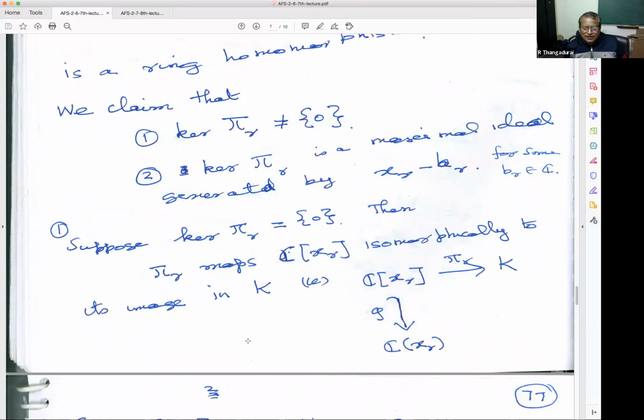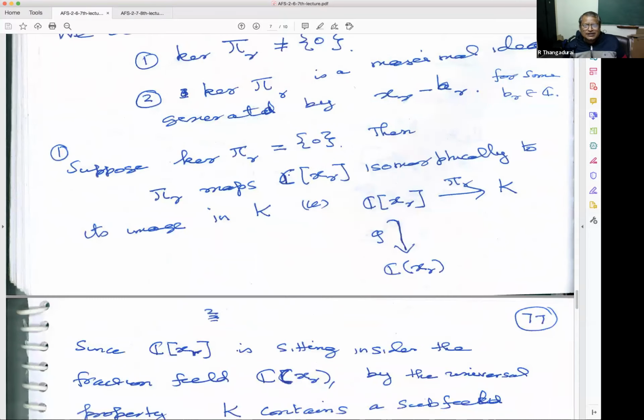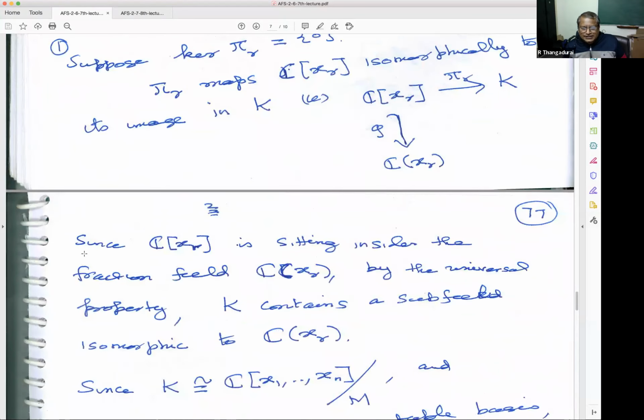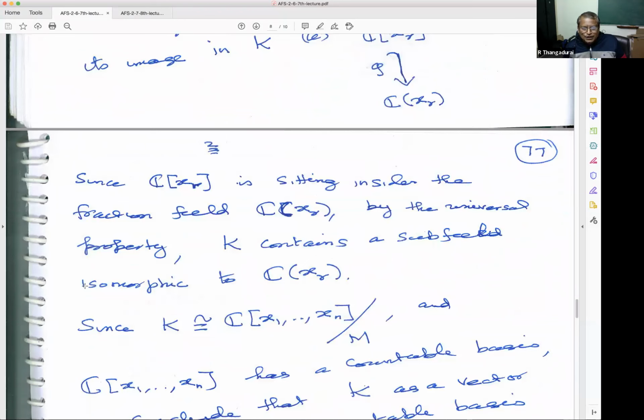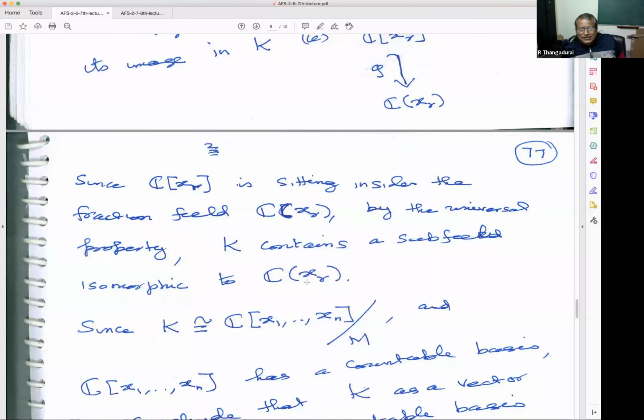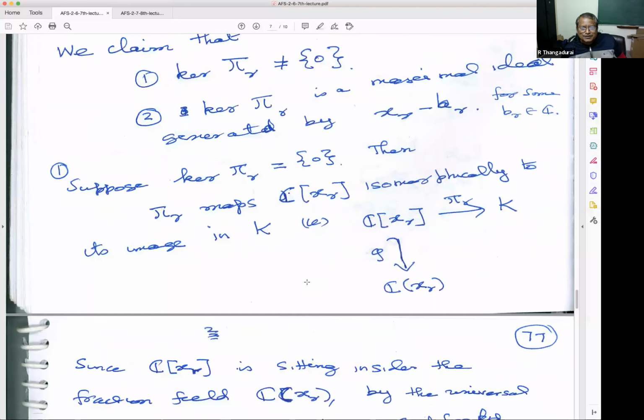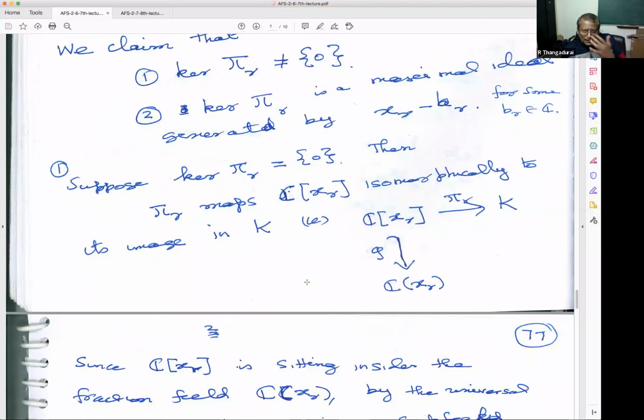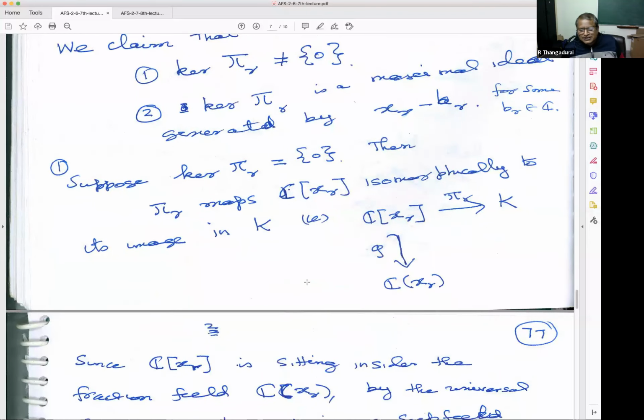So since C[xr] is sitting inside the fraction field, by the universal property, K contains a subfield isomorphic to the rational function field in the variable xr. So we have to get a contradiction, just because we have assumed that the kernel of pi_r is trivial.